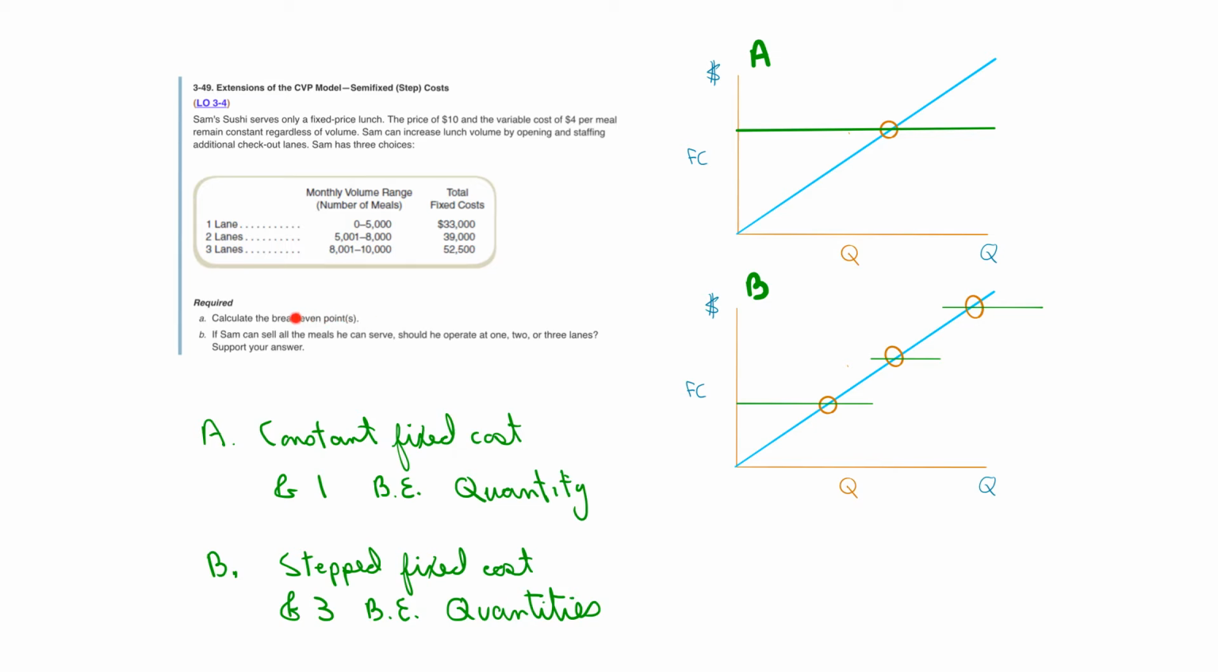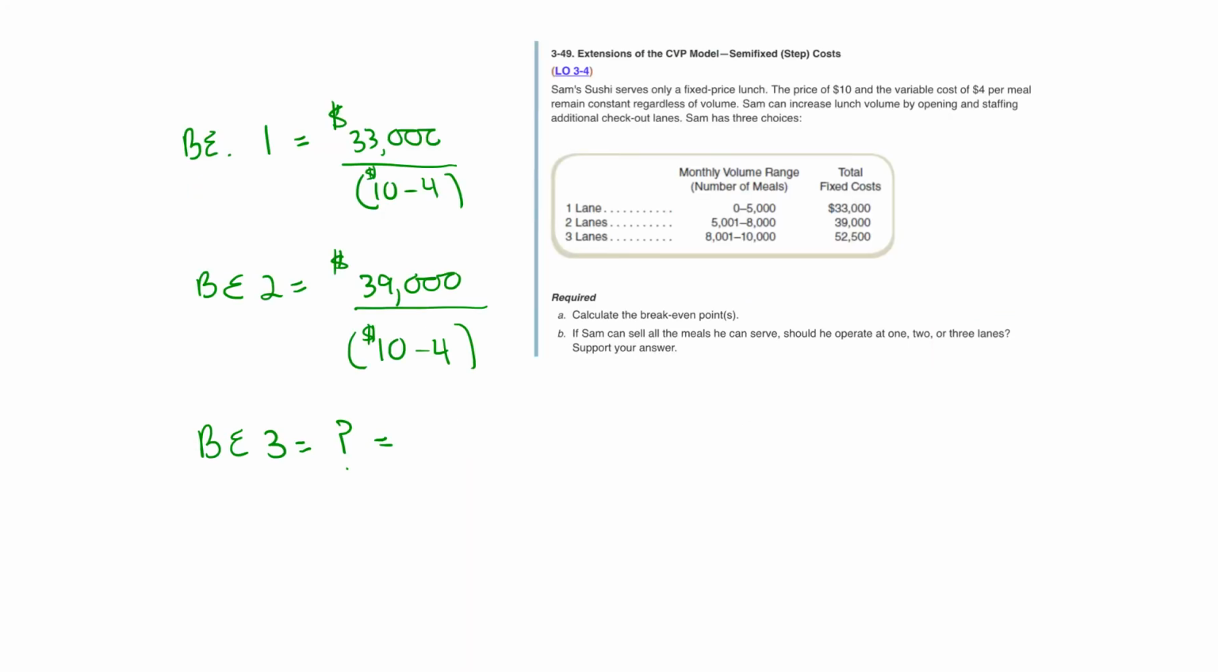So the first question is to calculate the break-even points, and that's not too difficult to do. We just calculate the contribution margin per unit using the information here, and then we have 3 different levels of fixed cost, so we would want to do that. So here's the break-even point for one lane. The fixed cost is $33,000. The contribution margin per unit is 10 minus 4, or 6. And you can do the arithmetic to figure out what the break-even is.